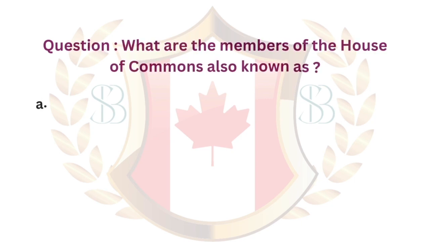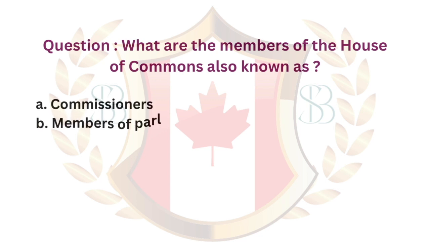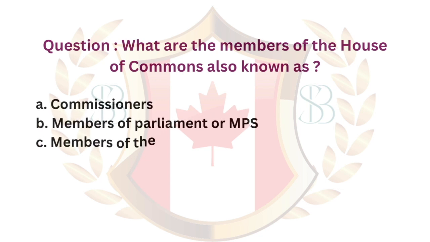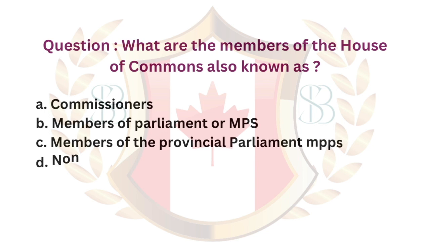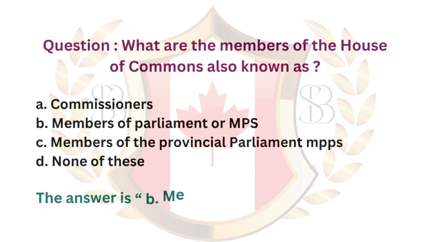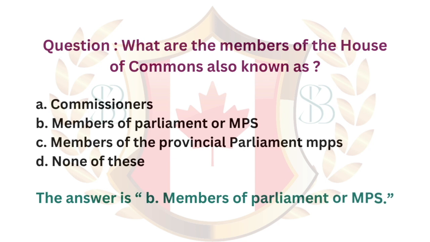Question. What are the members of the House of Commons also known as? A. Commissioners. B. Members of Parliament or MPs. C. Members of the Provincial Parliament, MPPs. D. None of these. The answer is B. Members of Parliament or MPs.